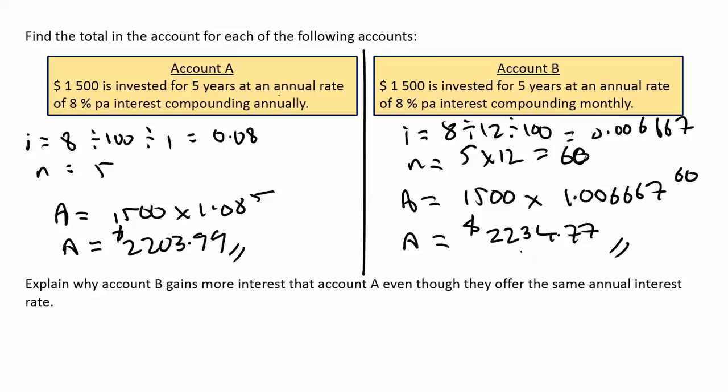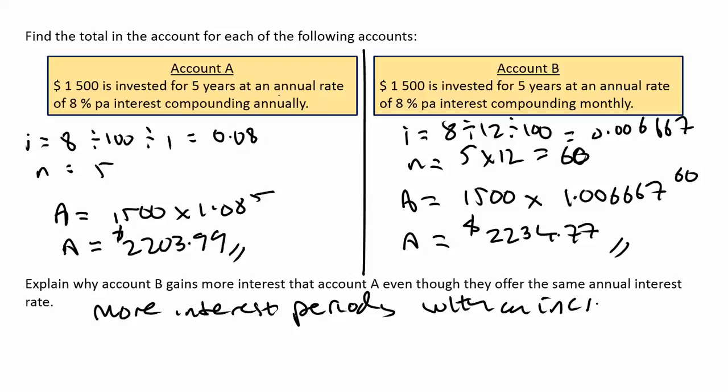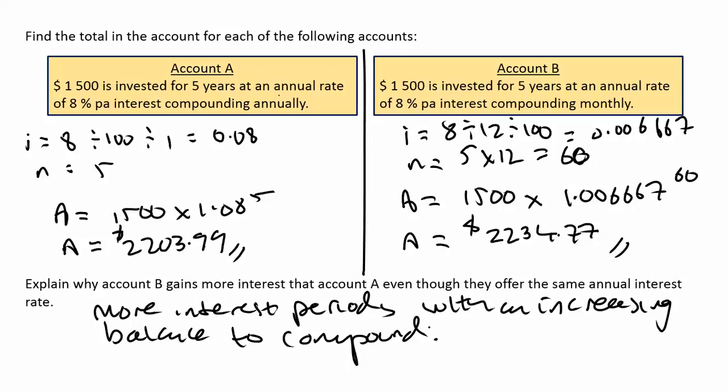Now you'll see the figure that is compounded more often, or the interest terms that involve more compounding, will give you a greater figure. So in other words, we can say more interest periods with an increasing balance to compound. So something to consider when you're looking at compound interest: how often does it compound, what are the terms, and some figures may not be as simple as straightforward analysis of 8% comparison with 8%.